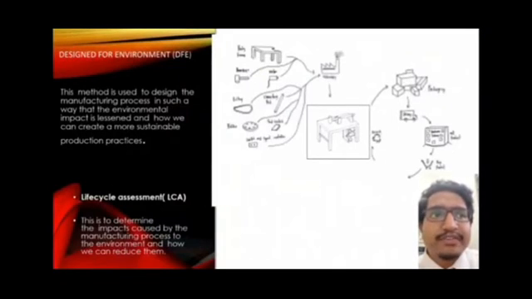Next, we move on to DFE, which stands for Design for Environment. This method is used to design the manufacturing process in such a way that the environmental impact is lessened, and how we can be more sustainable with production practices. Besides that, it also incorporates the role of consumers to minimize waste. On the right, we can see the life cycle assessment, which is one way to determine the impacts caused by the manufacturing process to the environment and how we can reduce them.